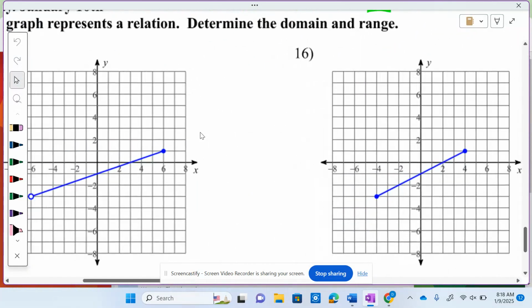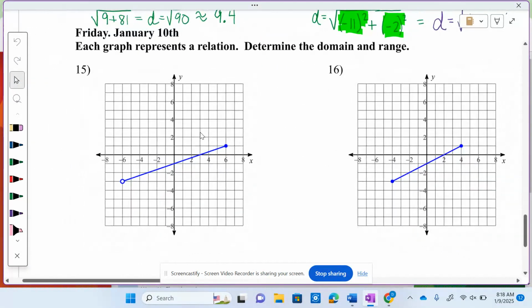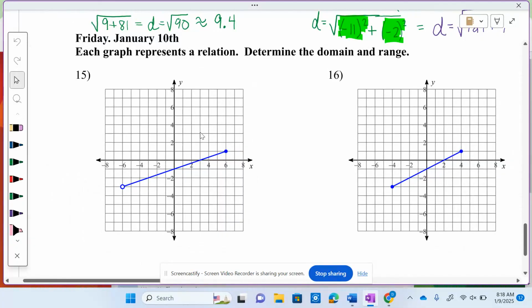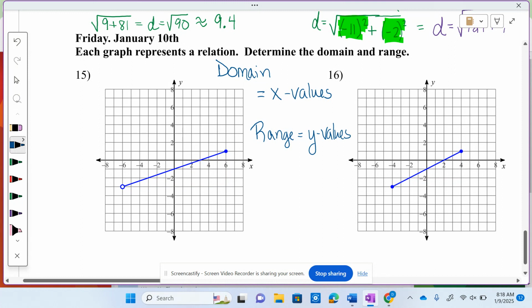Okay. So domain and range. We said that the domain is the what? Domain. It's your x values. And my range is my y values. So I do this. I kind of draw a line, right?